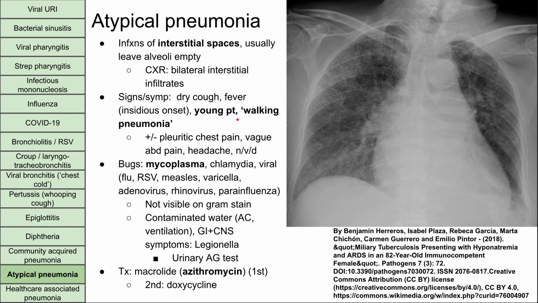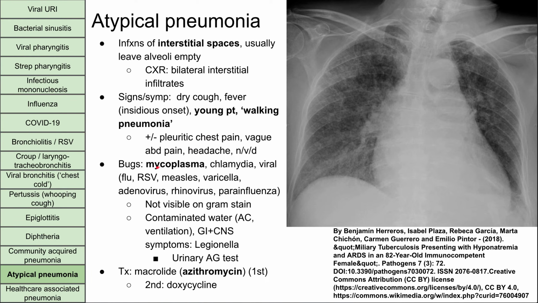It's also called a walking pneumonia because a person has infection of the lungs, but they're still walking around. They're still treated as an outpatient. They're not necessarily hospitalized. Other symptoms might be pleuritic chest pain, so again, pain with breathing. Sometimes you get vague abdominal pains or headache or nausea, vomiting, diarrhea. They just generally feel sick, but they're still walking around. They're not that sick. The bugs that are worth knowing here include mycoplasma.